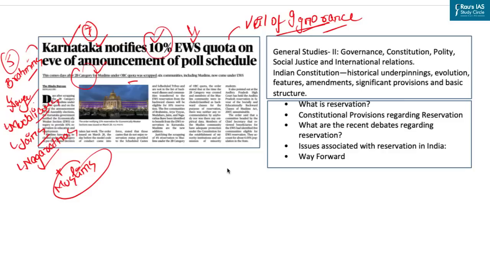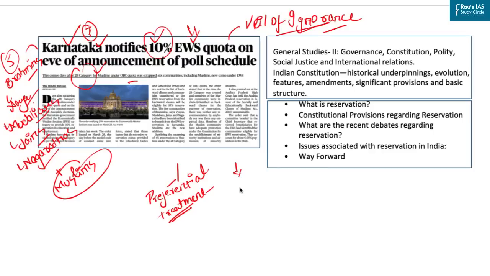So let's start with the question: why do we need to cover the concept of reservation? Now, the debate around reservation is centered on the practice of providing preferential treatment to individuals or groups who have historically faced social, economic, and educational disadvantages. For example, in many countries, including India, the United States, etc., reservations are implemented in education, employment, and political representation.